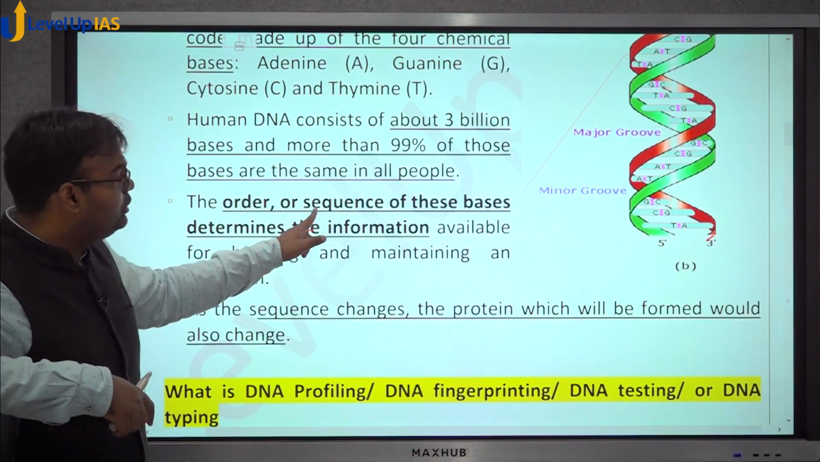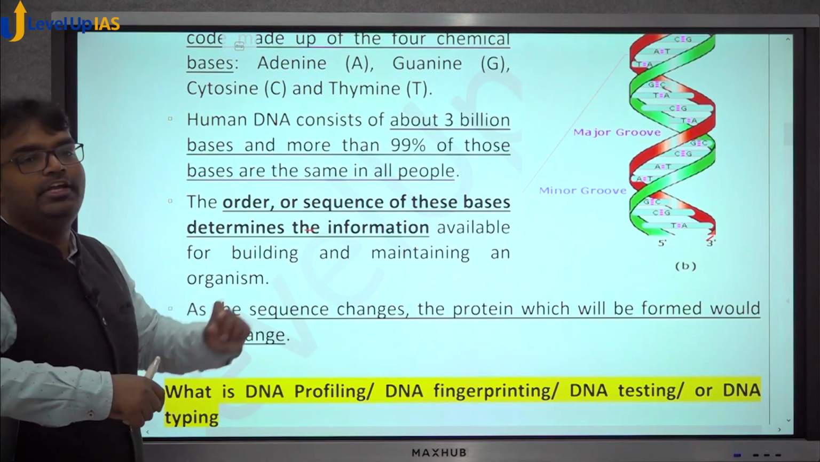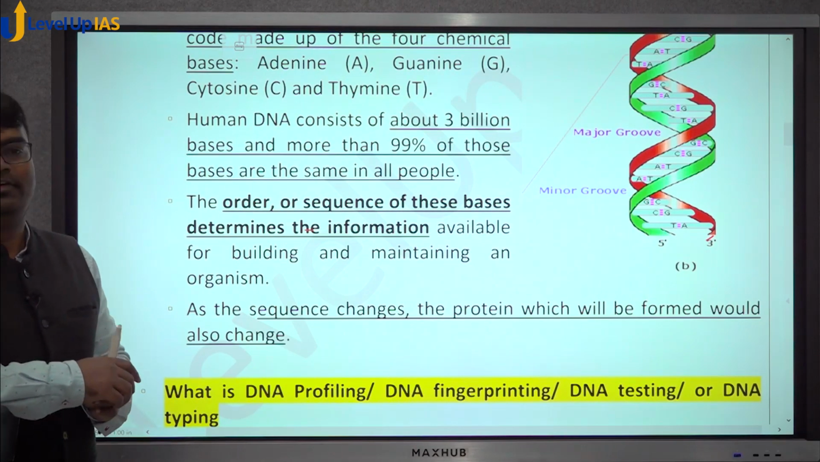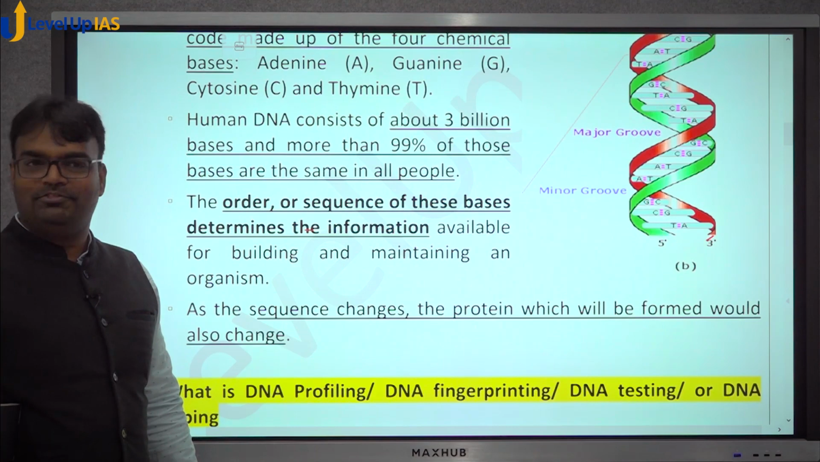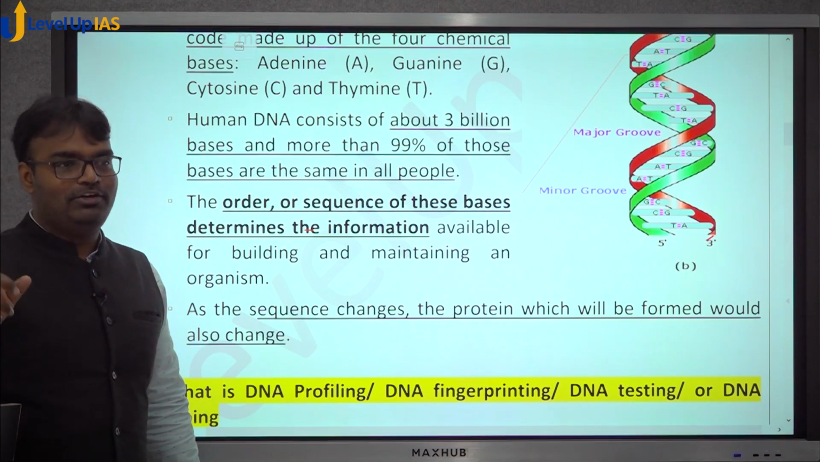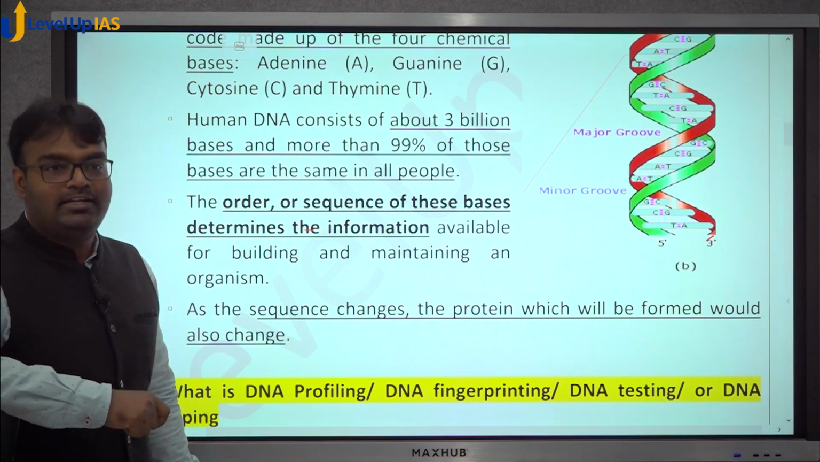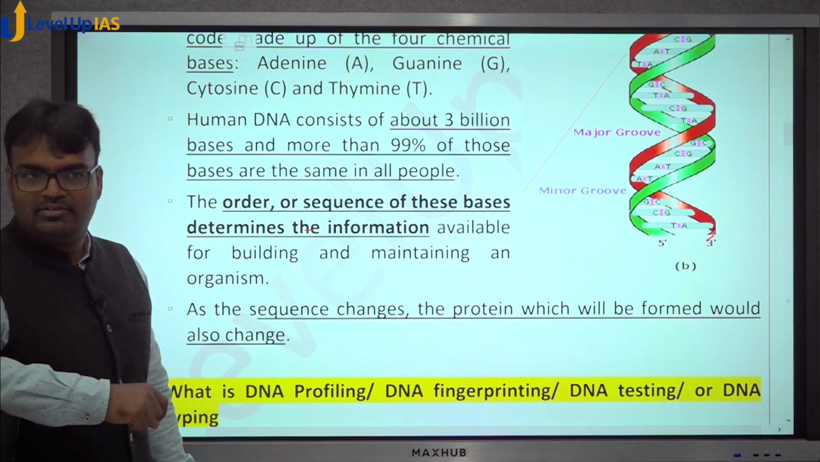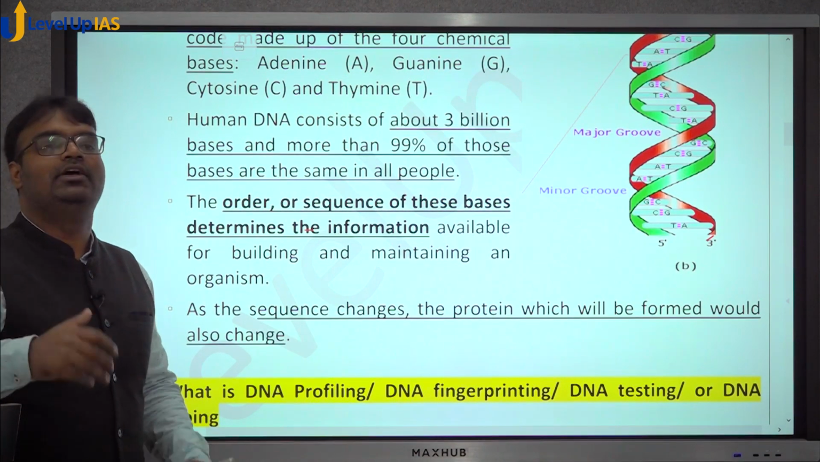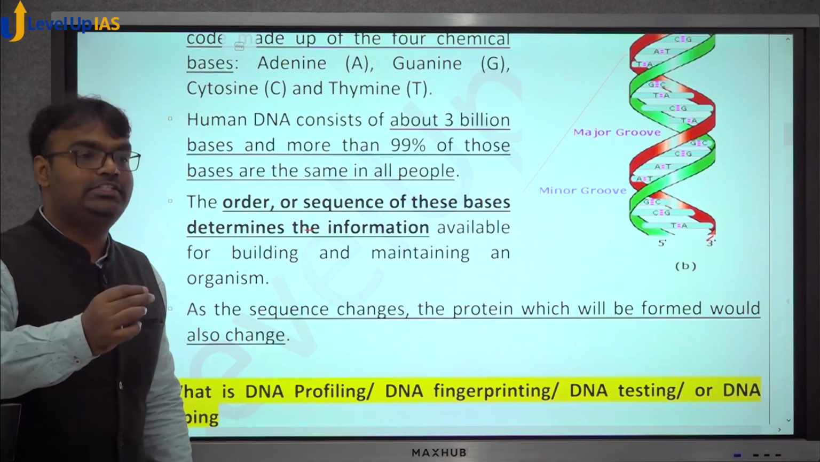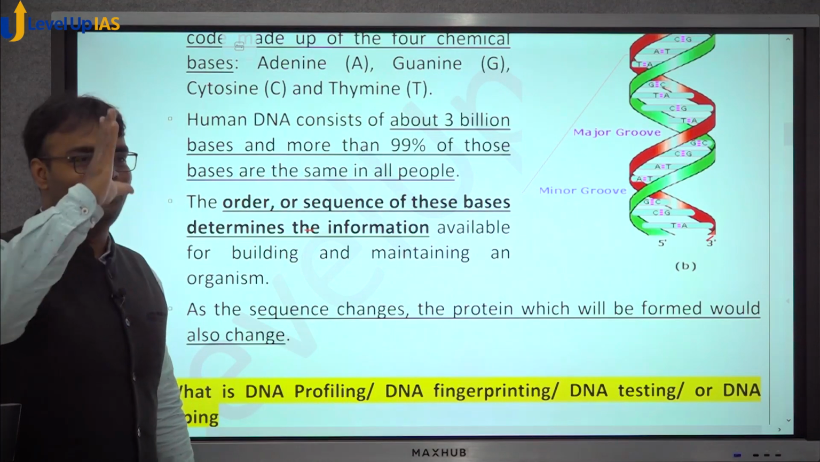The order or sequence of these bases determine the information available. If the order is 0, 0, 0, 0, information stored is 0. If the order is 1, 0, 0, 0, information stored is 8. The order of these base pairs are basically determining which protein is encoded in your DNA.